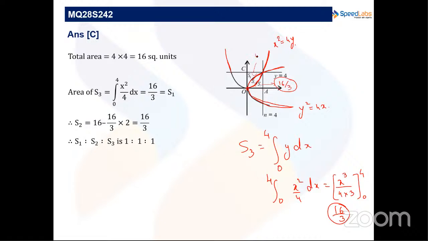This area will also be equal to 16 by 3, and we can see that this square will have length into breadth, that is 16. So the combined area is 16 and these two areas are 16 by 3, 16 by 3. So this area must be 16 by 3, then only the combined area will be 16. So we can see that all the three areas are equal. So S1 is to S2 is to S3 will be equal to 1 is to 1 is to 1.